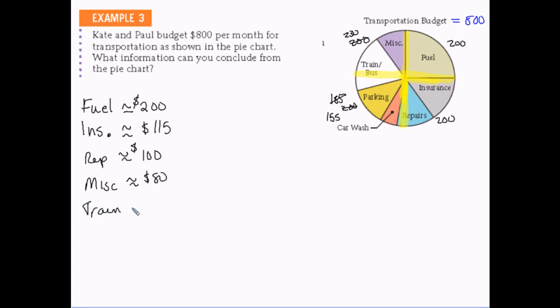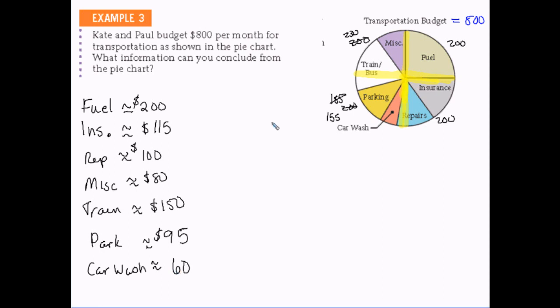Train is about 150. And then car wash and parking is 155 together. So how much of that is parking and how much of that is car wash? We're guessing as best as we can. 60 for car wash? 95, 95. As long as these add up to 800, we're good.